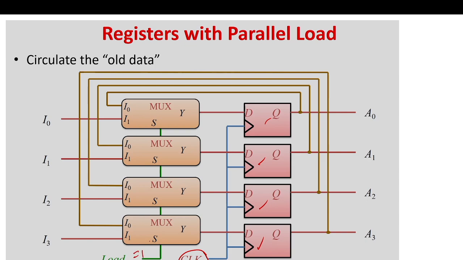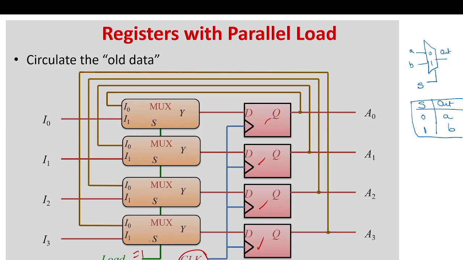So we need a multiplexer. Say a 2:1 multiplexer, 0 and 1, based on the select line, with inputs A and B, and this is the output O. If the select line is 0, output will be A. If the select line is 1, output will be B. This is the operation of a 2:1 multiplexer.